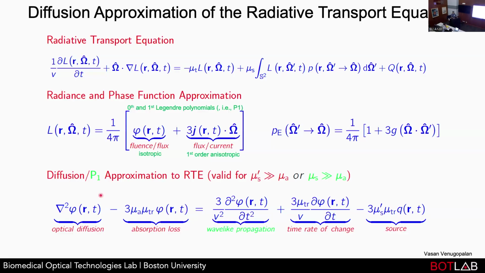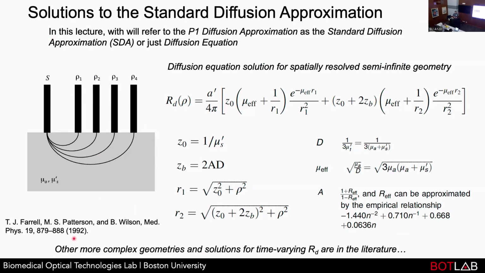But you can solve this for different domains. For example, you can solve this for the spatially resolved domain, and those solutions are in literature. Just a note here, the terminology can be different depending on the source. We typically call the P1 diffusion approximation the standard diffusion approximation. I'll refer to it just as the diffusion equation in this lecture.